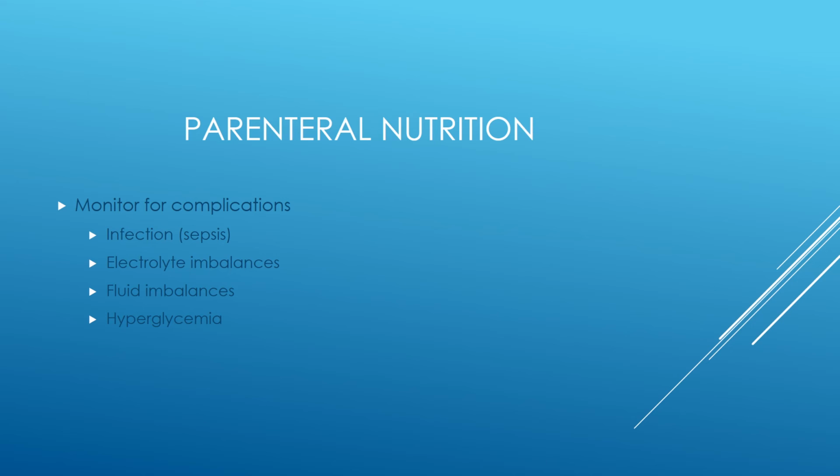Complications of parenteral nutrition: infection, electrolyte imbalances, fluid imbalances, hyperglycemia. Patients get hyperglycemic from tube feed or from TPN due to the amount of sugar that's in TPN. So you want to check their blood sugar about every 6 hours, and the physician will set parameters for that. If they do have a high blood sugar, the dietitian can order insulin to be put into the TPN bag, so it'll help balance that out.